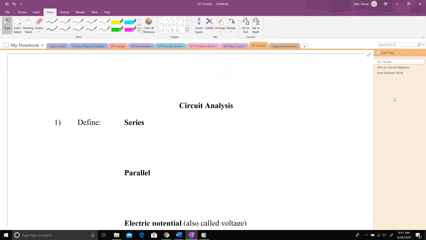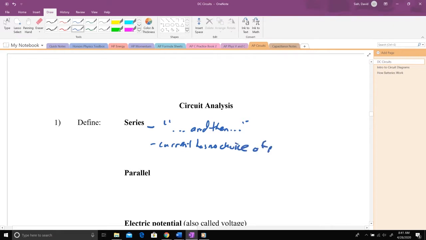Running through very quickly, series is when we connect items in a circuit. I like to think of it as one element and then the next element. In other words, the current has no choice of path. The charges go through one element and then the next and then the next. Then we say they're hooked up in series.